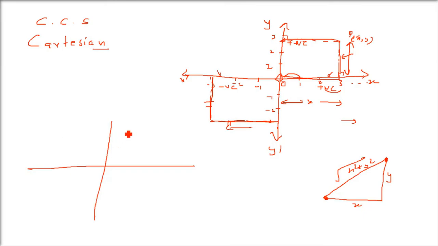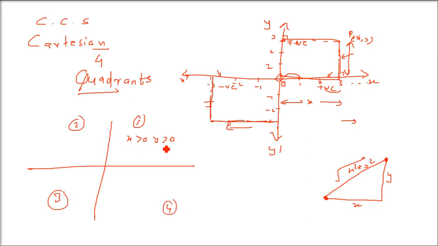So we have a piece of paper, we divide it into 4 parts, and these 4 parts are called quadrants. Quad means 4. So we have quadrants, 4 parts. In the first quadrant, x is greater than 0, y is greater than 0. So this is the first quadrant, second quadrant, third quadrant, fourth quadrant. We go anti-clockwise like this.